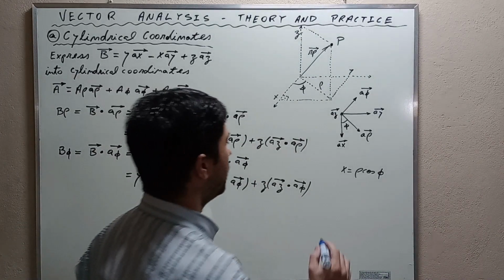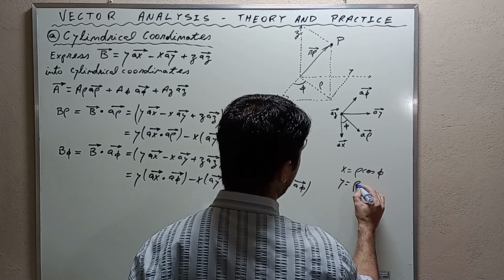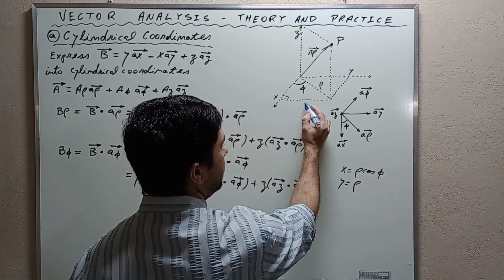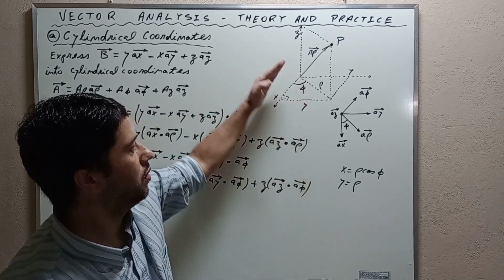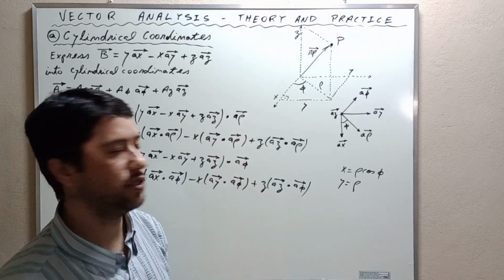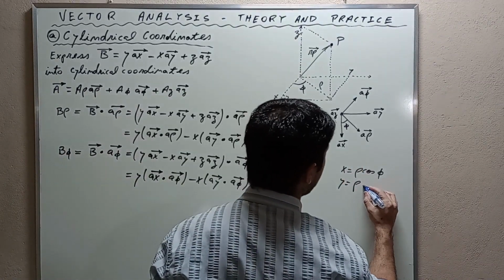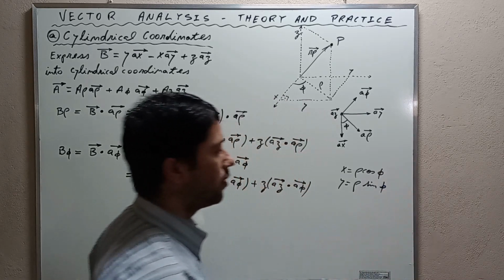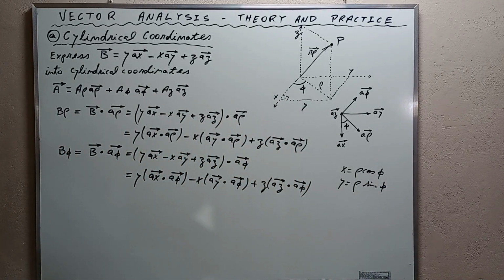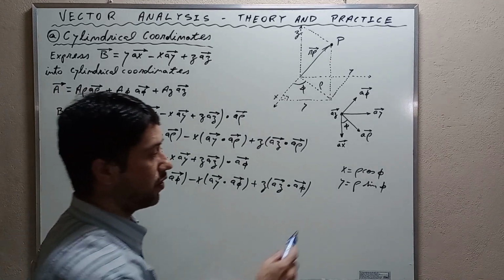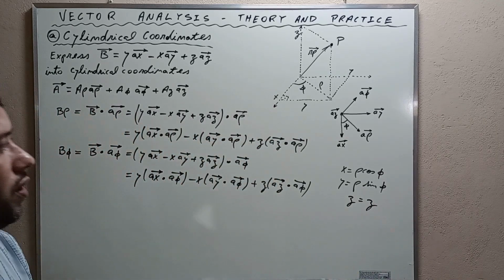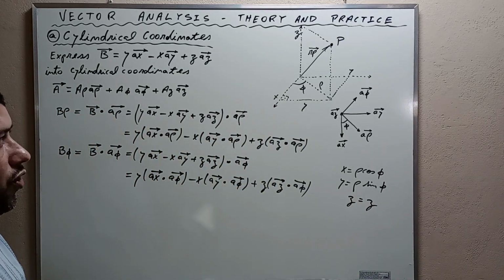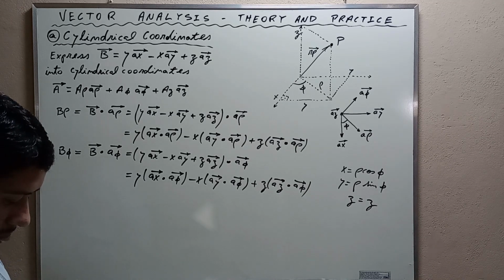Likewise, we compute y, which is going to be y is here, okay? In front of the angle is sine, at the side of the angle cosine. So in front is sine theta, sine phi, and z is equal to z, okay? Z does not change from the Cartesian coordinate system to the cylindrical coordinate system.